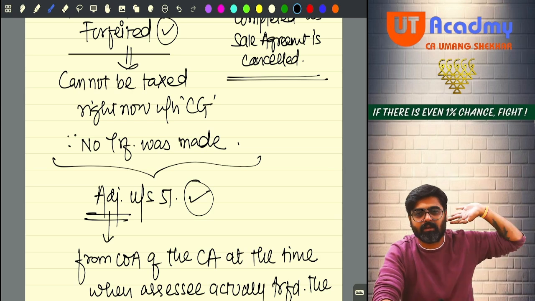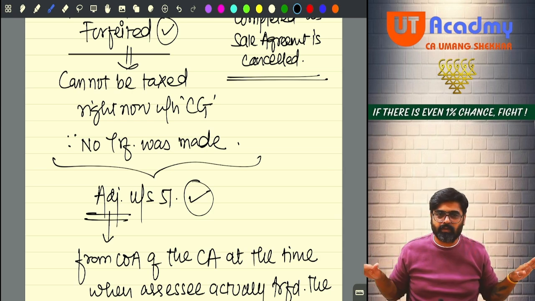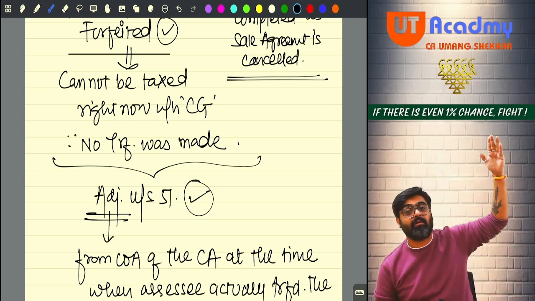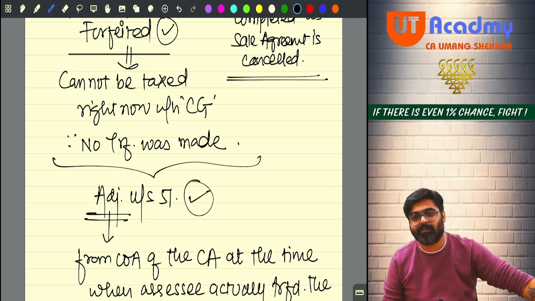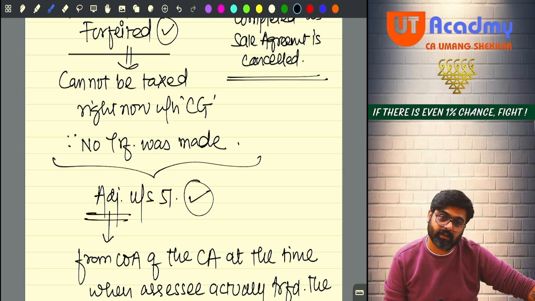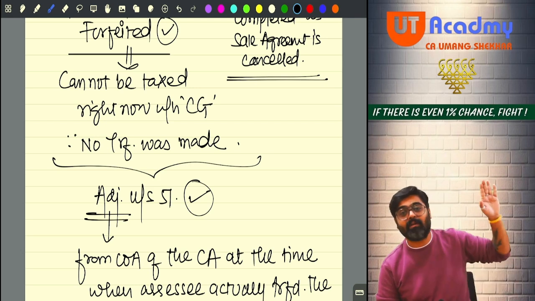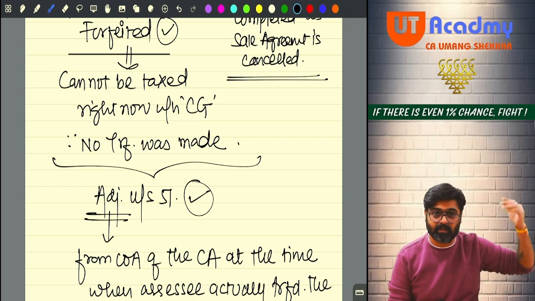Sale agreement got cancelled. 10 lakh received, forfeited. Now I will never sell the property. Did I receive the 10 lakh rupees of income? Yes. But on the name of advance, which I will adjust when I will sell the property. From my cost of the property, yes or no?